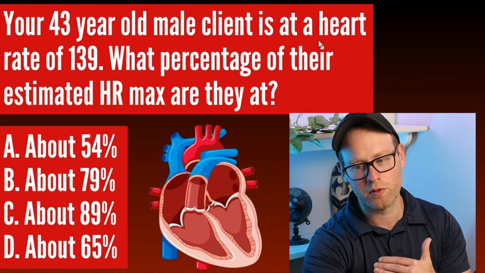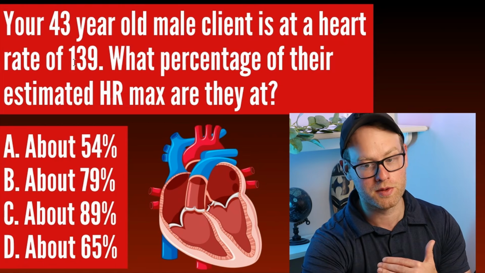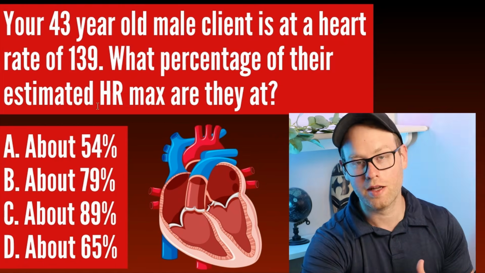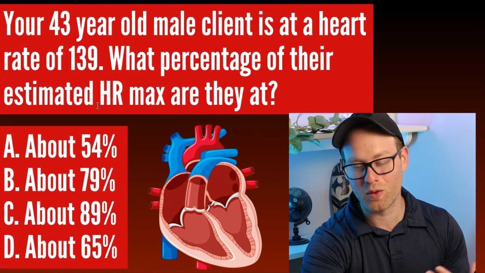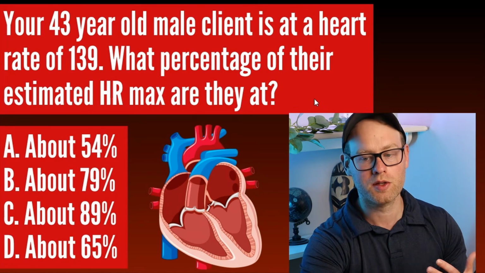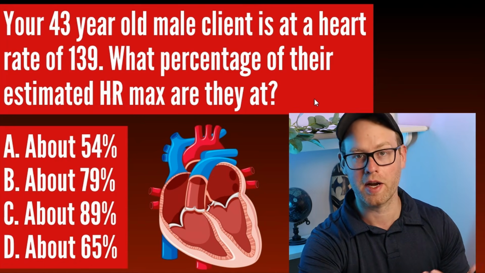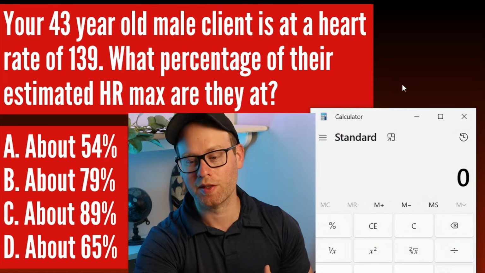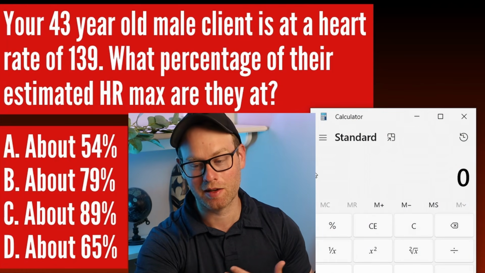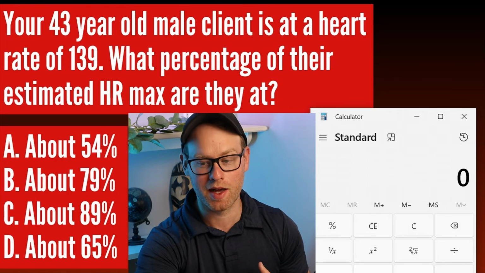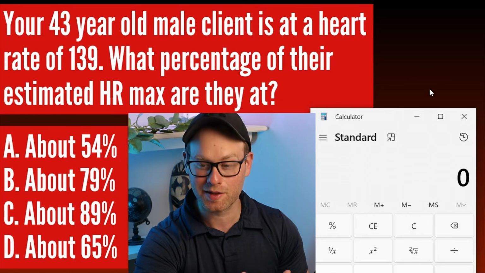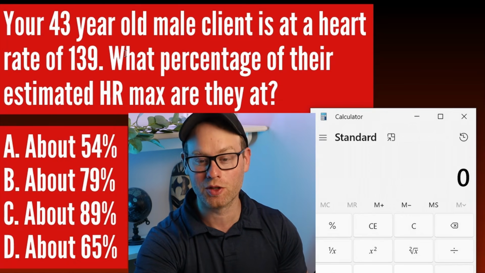So your 43-year-old male client is at a heart rate of 139. What percentage of their estimated heart rate max are they at? And you are likely to get maybe 1 or 2 questions about heart rate max on your final test, so it's good for us to go over this sort of thing right now. And by the way, guys, you will have access to a calculator. It's going to be a dinky little built-in calculator, kind of like what I'm showing you on the screen right now. But yes, you will have access to a calculator like this on the test if you do get a question like this one.